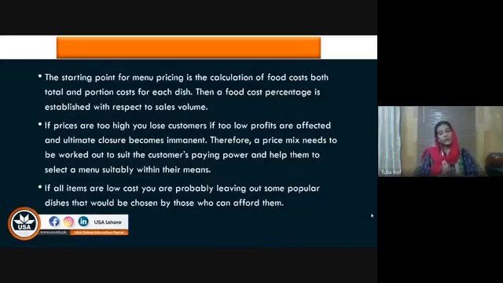The starting point for menu pricing is the calculation of food cost, both total and the portion cost for each dish. Then a food cost percentage is established with respect to the sales volume. If prices are too high, you would lose customer interest. If profits are low, they are affected, and ultimate closure becomes imminent. Therefore, a price mix needs to be worked out to suit the customer's paying power and help them to select a menu suitably with their needs. If all items are low cost, you are probably leaving out some popular dishes that would be chosen by those who can afford them.